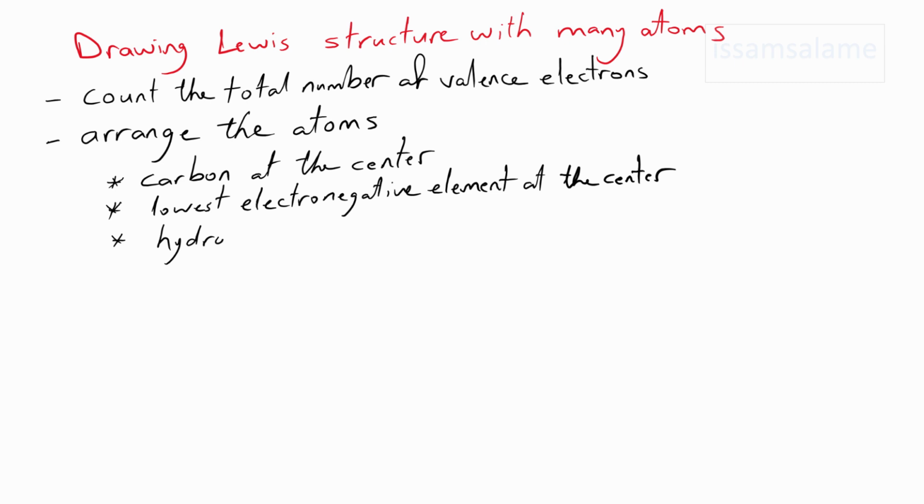And since hydrogens and halogens, which are elements of group 17, can do only 1 covalent bond, we have to place them at the ends of our structure.